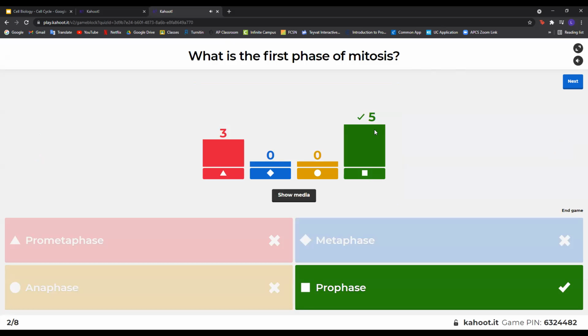Yeah, so most of you guys got this right again. And so the order in mitosis is basically prophase, then prometaphase, metaphase, anaphase, and telophase. So I'm guessing the people who chose prometaphase likely just saw pro and chose it, but I don't know. So yeah, the first phase of mitosis is just prophase.